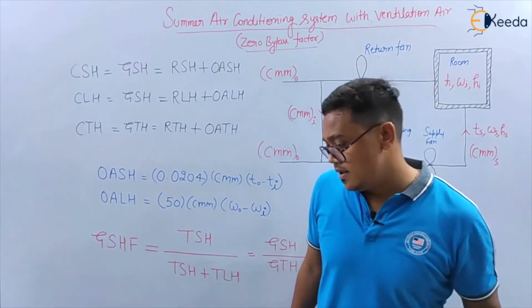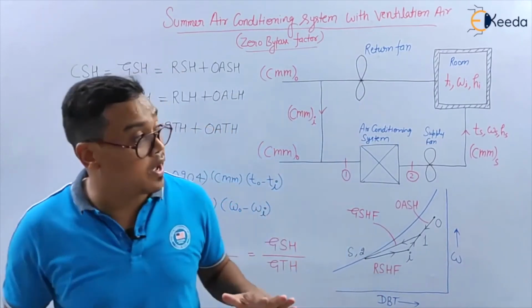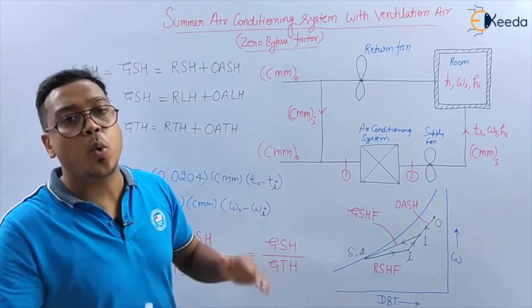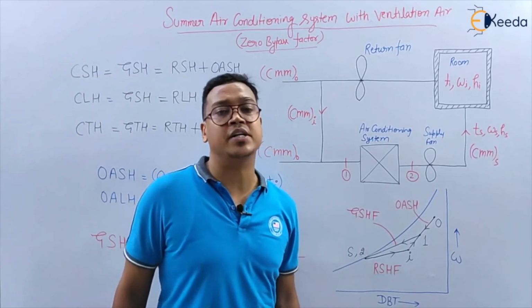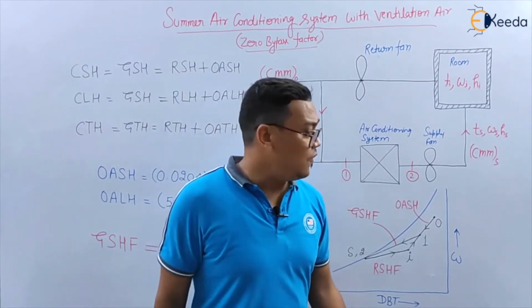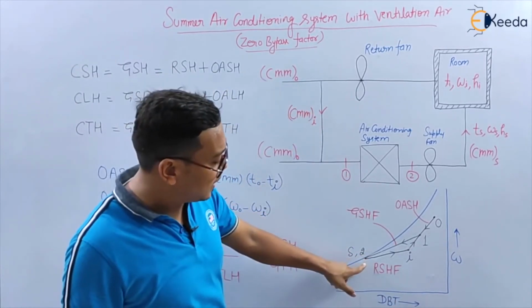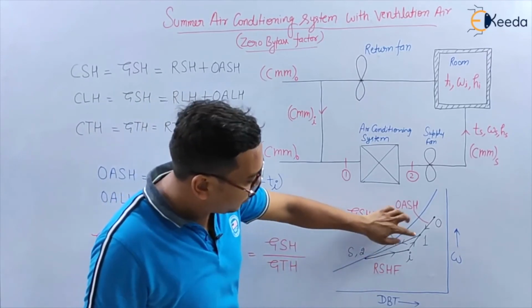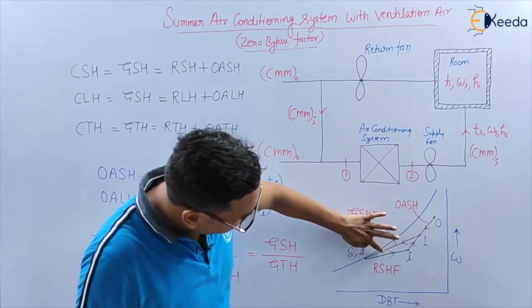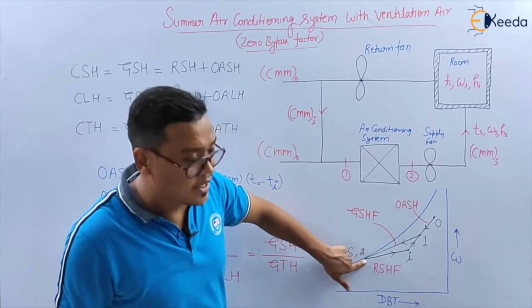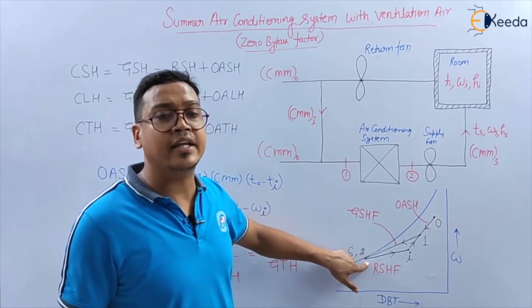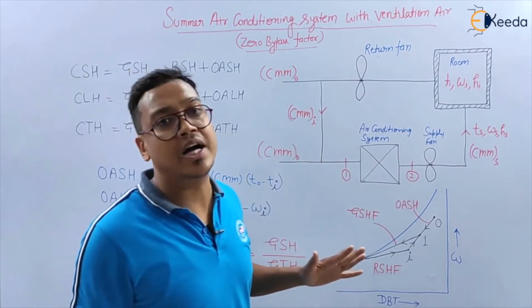So friends, we have seen the summer air conditioning system with ventilation air with zero bypass factor. If it is not zero, it is a non-zero bypass factor. I have already told that the process will take place up to this point and will not touch the saturation curve. In that case, we will find the bypass factor.